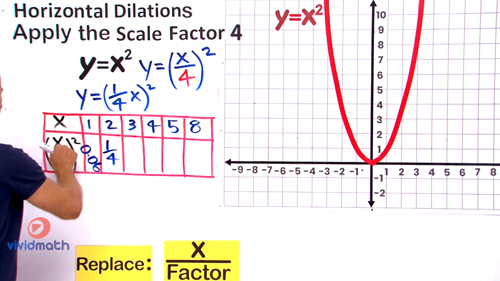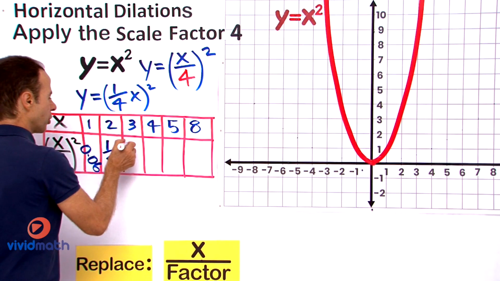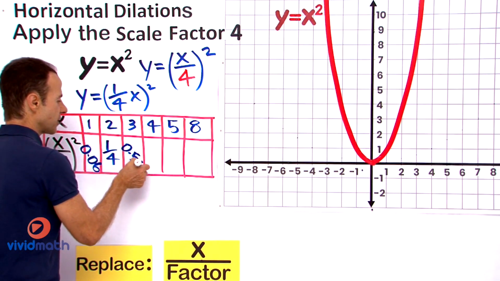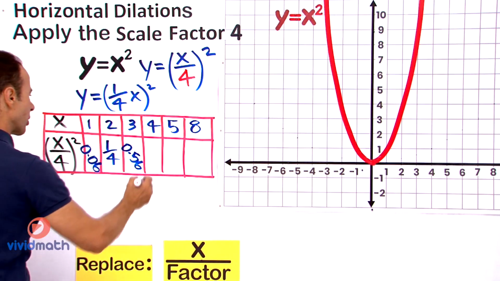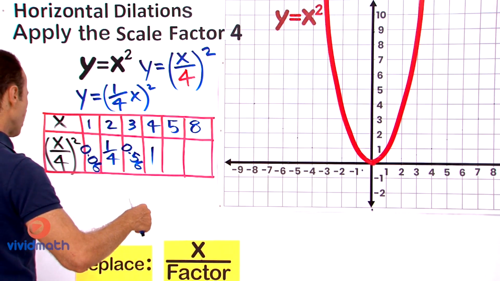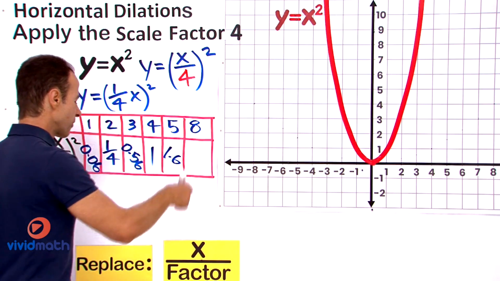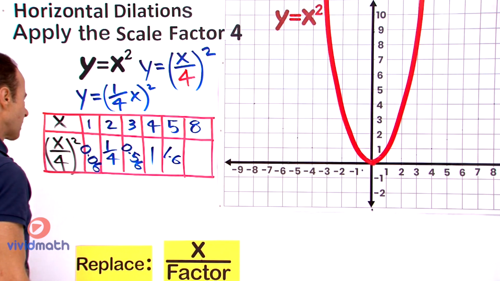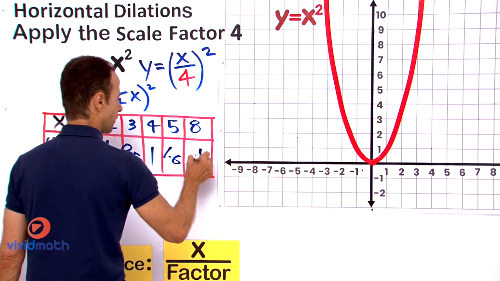Let's put 3 in there. 3 over 4 is 3/4. 3/4 squared is going to give me 0.56. Let's put 4 in there. 4 on 4 is 1. 1 squared is 1. Let's put 5. 5 on 4, all squared, is going to give me 1.6. Let's jump over to 8. 8 over 4 is 2. 2 squared, 2 2s is 4.